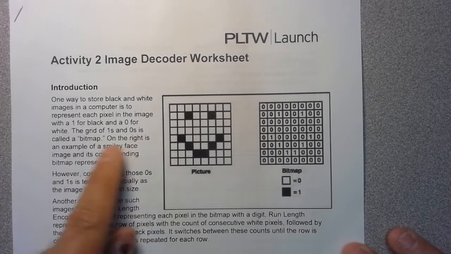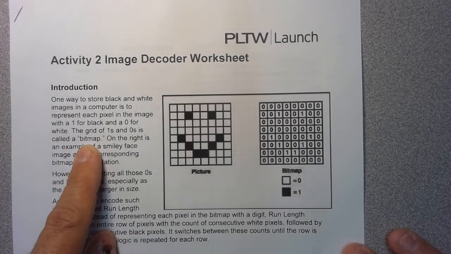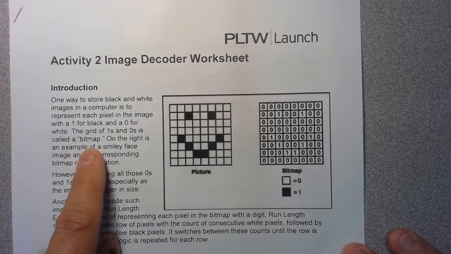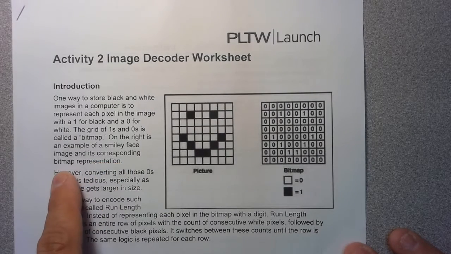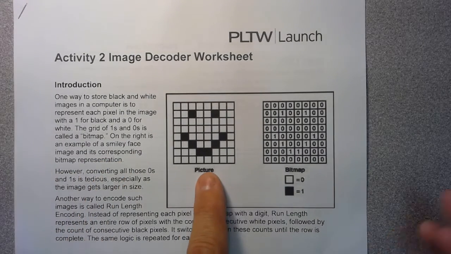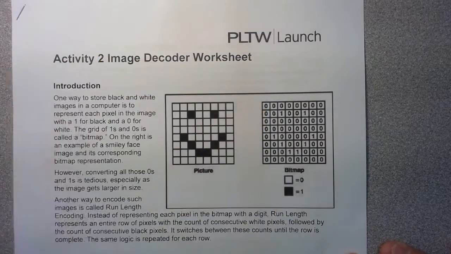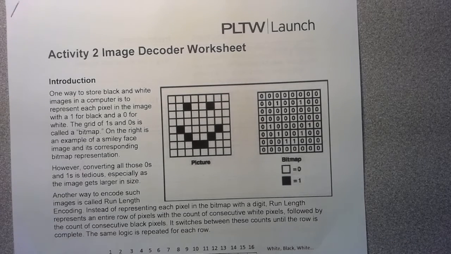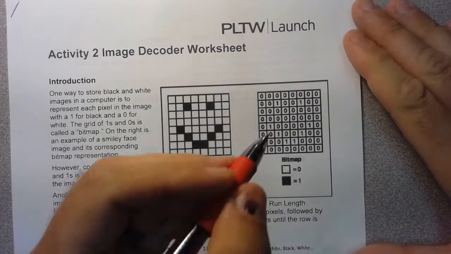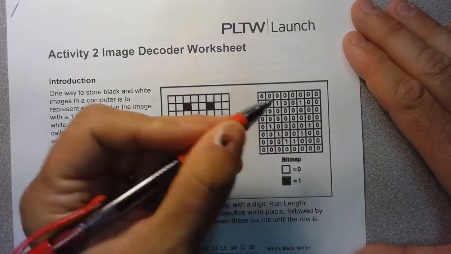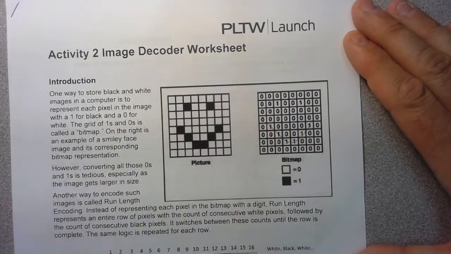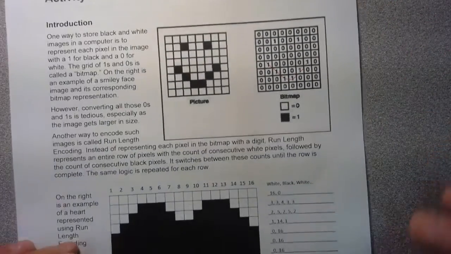The grid of 1s and 0s is called a bitmap. You guys heard of bitmap, right? Bitmoji? Bitmap, all right? On the right is an example of a smiley face image and its corresponding bitmap representation. So you've got, what is this, a smiley face, right? And can you guys see the 0s and the 1s? And what are the 1s in the shape of? Yeah, right, here's the smiley face. It goes right here. Here's the 1s. And then you got the eyes right here. Smiley face.